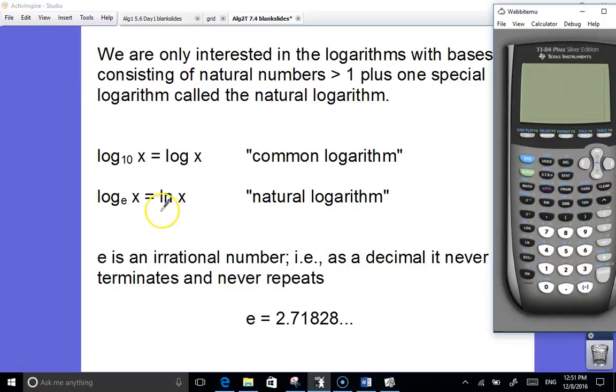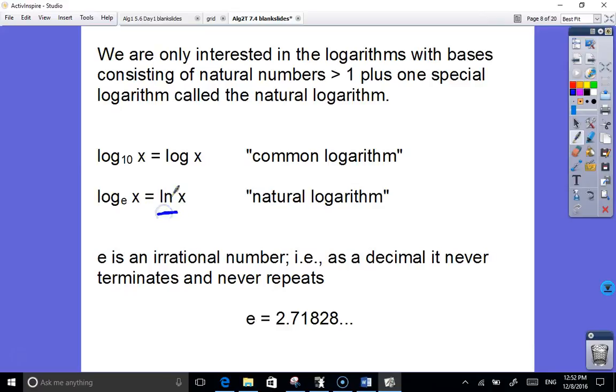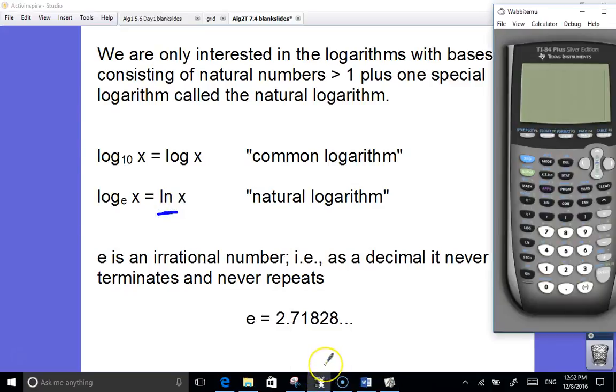So if you have a base of that letter e, then that's called natural log, and you write that with ln. That's not an "in", that's an "ln". And again, if you go to your calculator, right underneath the log button, it says ln. That's what natural log is. If you're doing work in science, when it says log, it's ln. It's not log base 10. It's always ln.